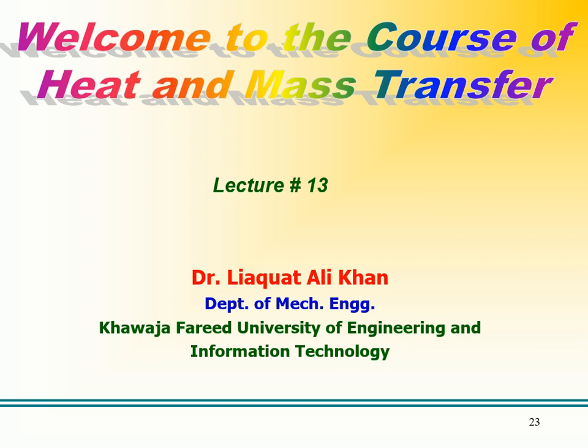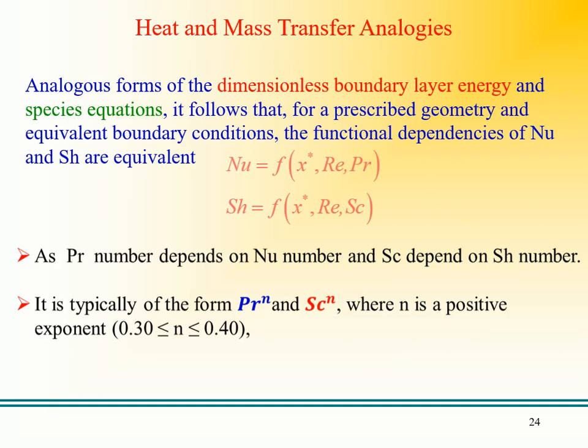In the previous lecture, I talked about the concentration boundary layer. I told you about the different numbers: the Schmidt number, Sherwood number, and Lewis number, and we derived the concentration boundary layer by analogy with the hydrodynamic boundary layer and the thermal boundary layer. So today we will cover the heat and mass transfer analogies, the analogous form of the dimensionless boundary layer energy and species equations that we have written and talked about in the previous lectures.